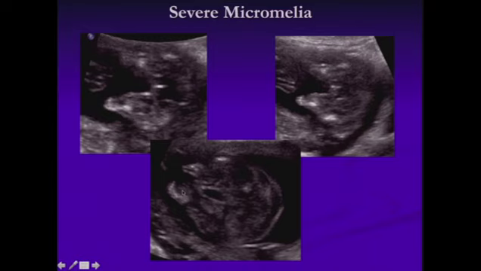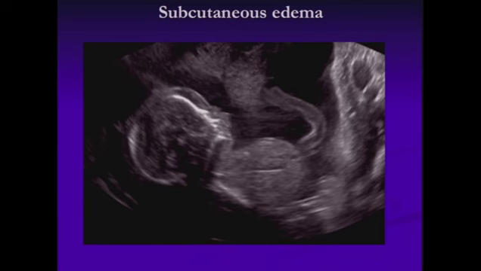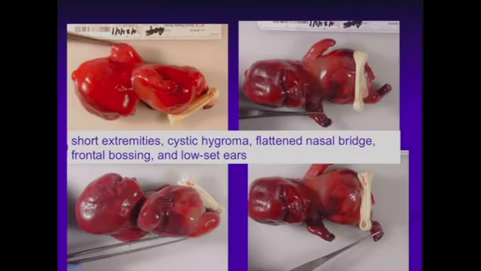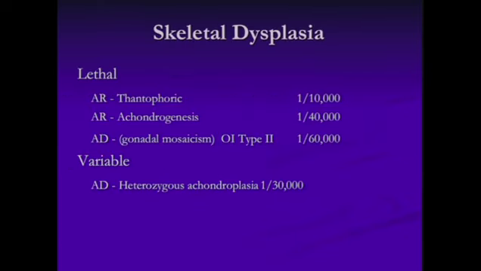Very tough diagnosis to make. In this case, we would really end up saying that this is some type of lethal skeletal dysplasia, and we're not quite sure what. In this case, we actually had to do a vaginal scan in order to better define what bones we were seeing and what bones we were not. There was so much subcutaneous edema, and this was a very early termination of pregnancy because basically this was not going to be compatible with life. And here you can see that there's absent ossification of the spine and pelvis, bowing of the long bones with metaphyseal cuffing.